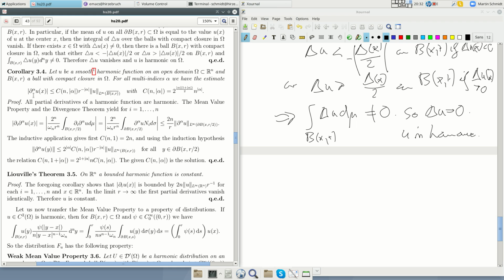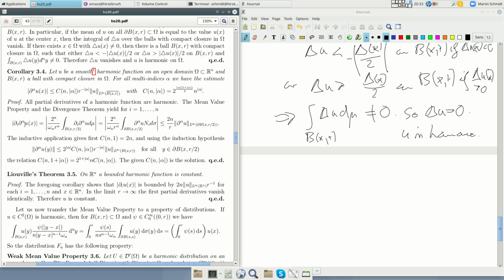so we can estimate the value of the derivative with multi-index alpha, partial derivative of u of x at the center of the ball, by some constant and some inverse power of r and this supremum on the ball. A supremum on the whole ball. And here we have the constants given explicitly. Okay. Proof. The proof, we only use now the mean value property and the divergence theorem.